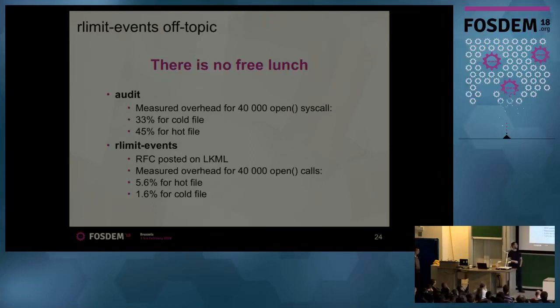So that's why we developed error limit events, which are a lightweight mechanism of notification to user space when the service reaches a given amount of resource usage. We measured this, and it's 5.6% for hot file and 1.6% for cold file. Unfortunately, after I developed and posted an RFC, I was moved to another project. So if there is someone who would like to pick up those patches, feel free to do this and try to mainline them.